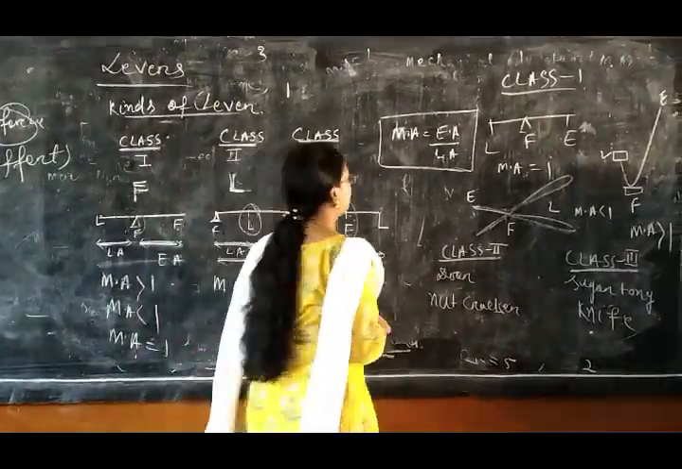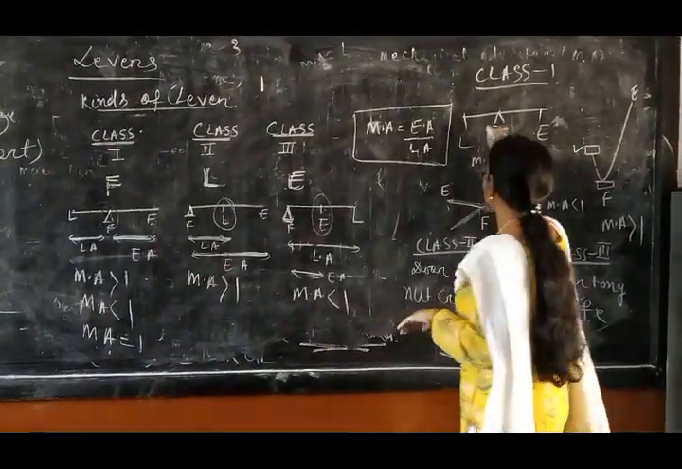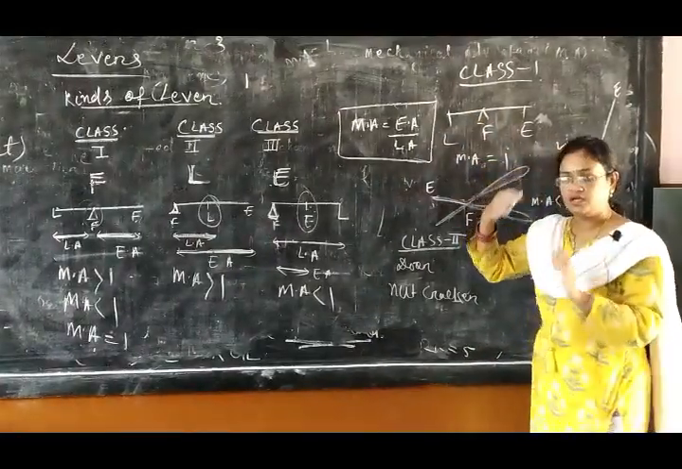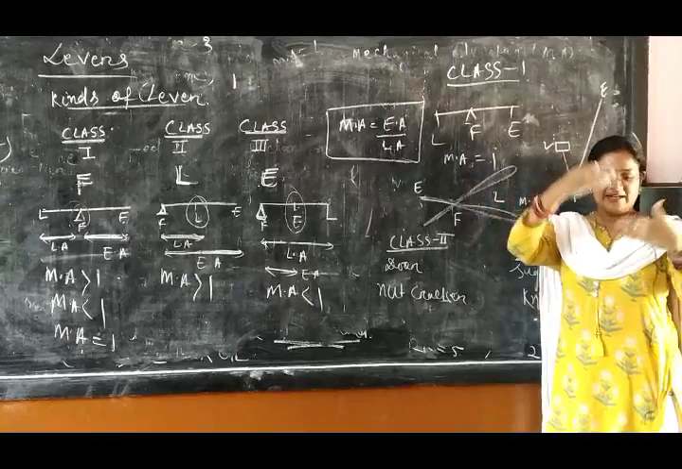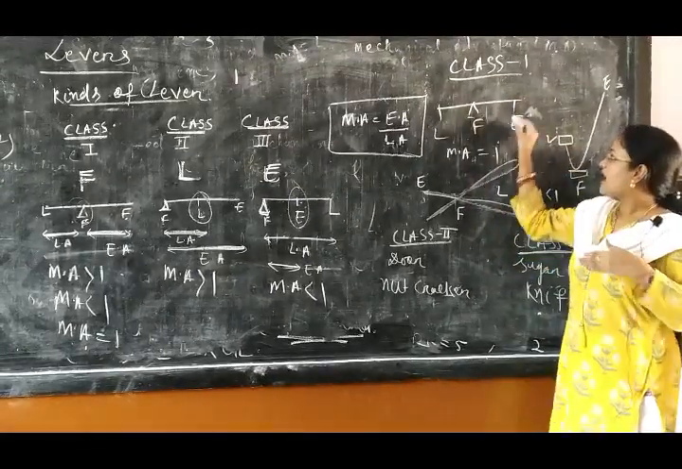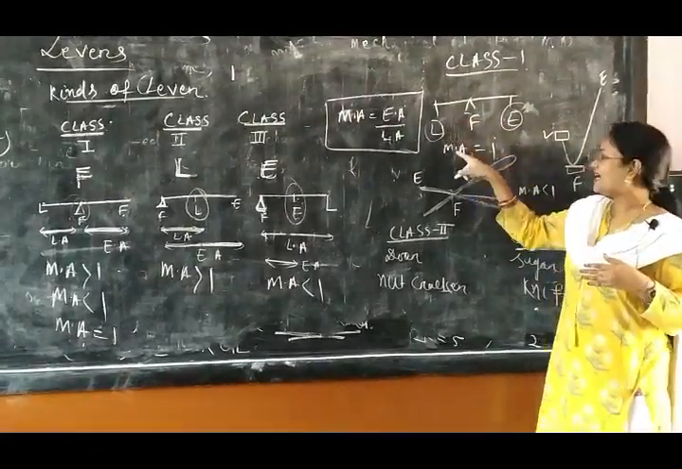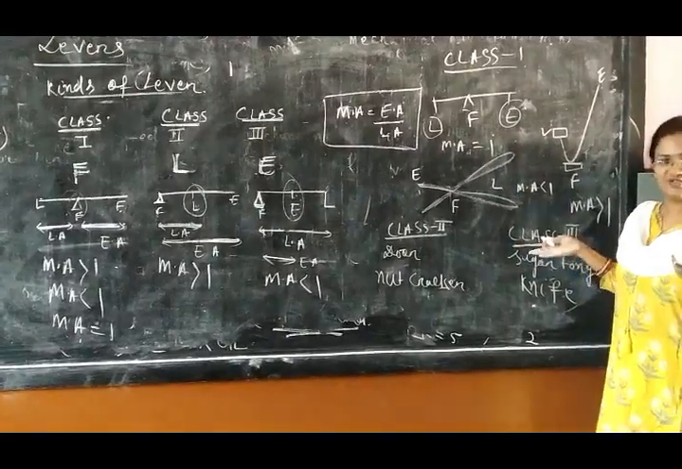For example, for a class 1 lever, you know the seesaw: the fulcrum is in the middle position, with effort on one side and load on the other. In that case the mechanical advantage is equal to 1.